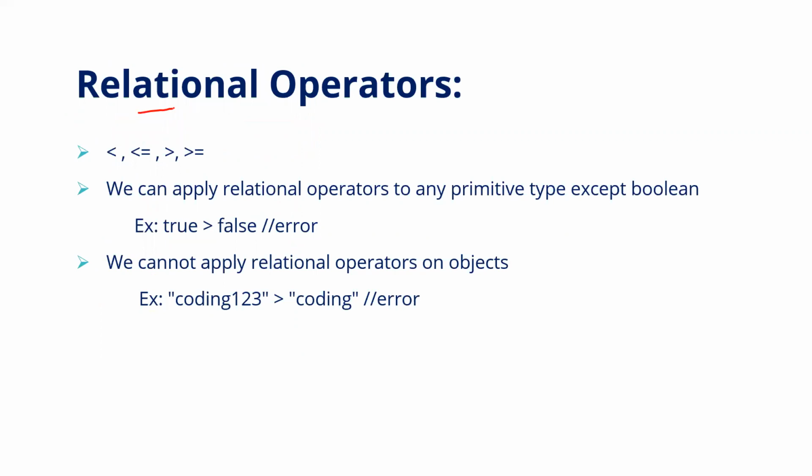Here we are going to see relational operators. We generally know relational operators are used to compare two values: greater than, less than, greater than or equal to, less than or equal to. These are all relational operators. Now, we need to observe some points related to them. We can apply relational operators to any primitive type like integers and floating point numbers, but we cannot apply them to boolean values, because we cannot compare boolean values, like is true greater than false? There is no meaning, right? So we will get an error when we apply relational operators to the boolean type.